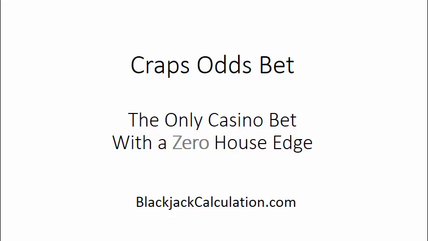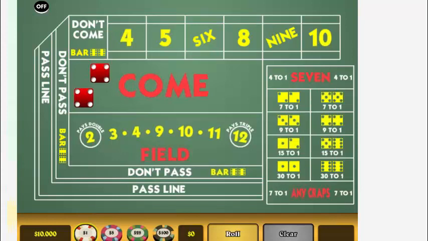The odds bet in craps is an optional side bet with a zero house edge. I'll demonstrate this bet using the craps game simulator at the Wizard of Odds website by Michael Shackelford. If you want to try this yourself, go to wizardofodds.com, scroll down to Play for Fun, and click the craps table.